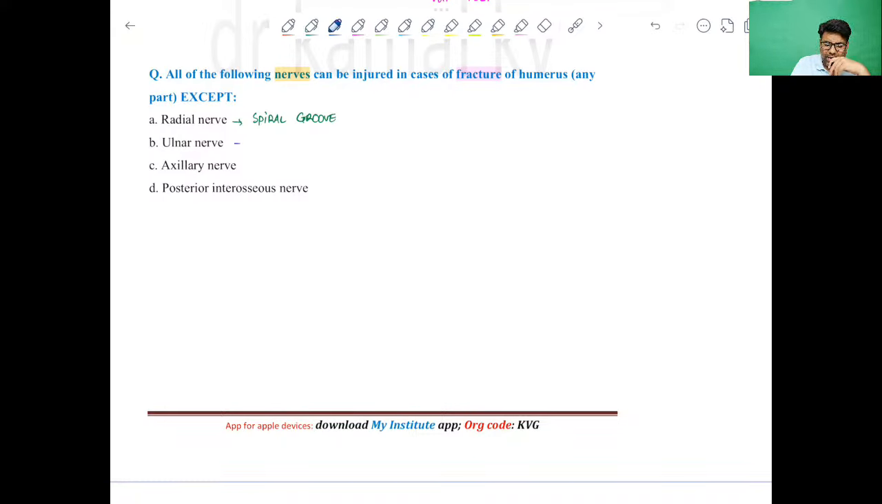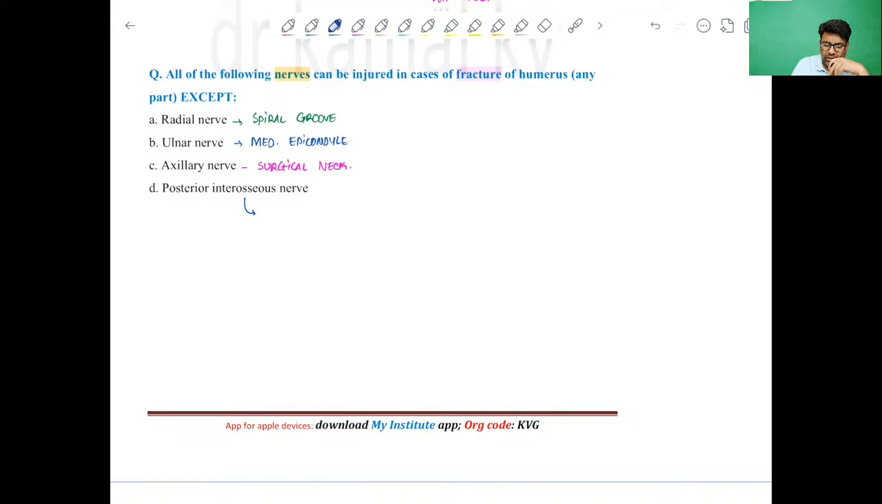The ulnar nerve passes behind the medial epicondyle. So if there is any fracture of the medial epicondyle, there is possibility of injury to the ulnar nerve. And the axillary nerve is located around the surgical neck of the humerus, so whenever there is a fracture of the surgical neck, there is possibility of injury to the axillary nerve. These are the three important nerves which are very frequently asked, and one should be well versed with them. And the posterior interosseous nerve has nothing to do with the humerus.